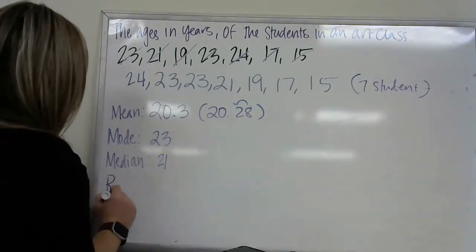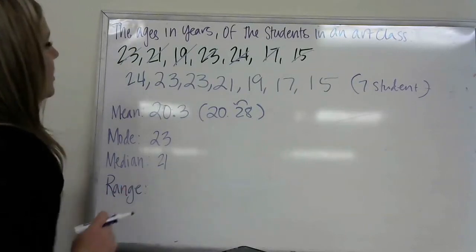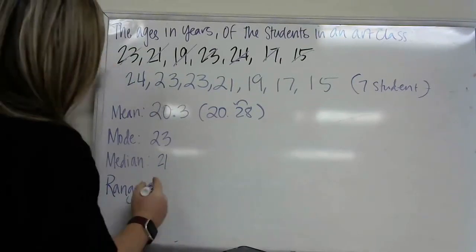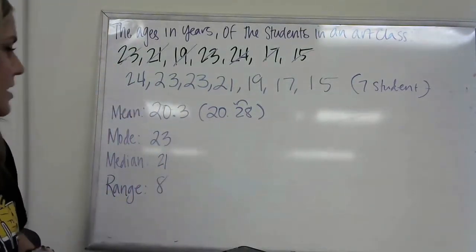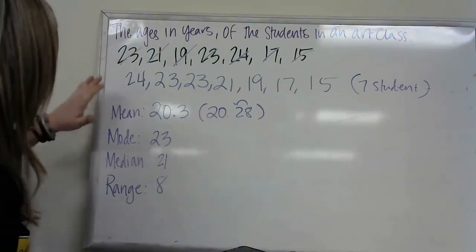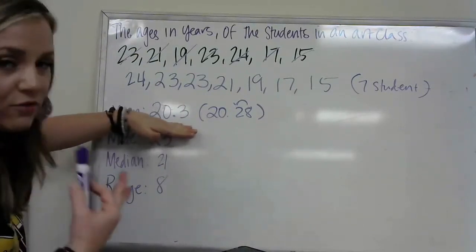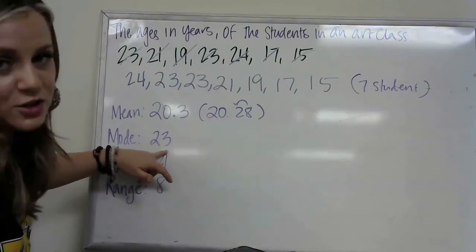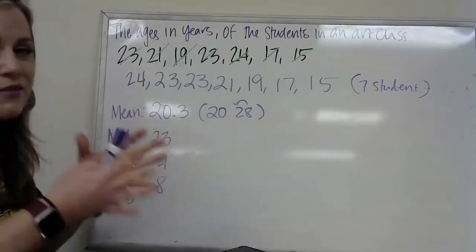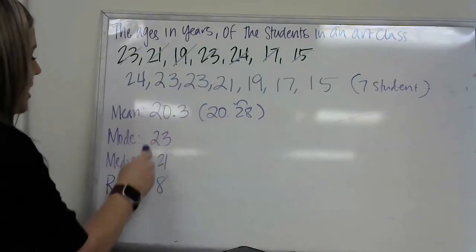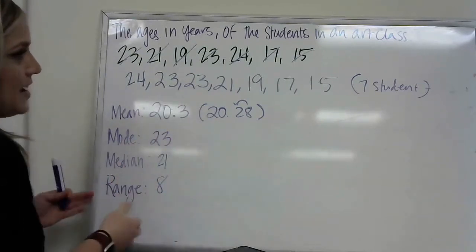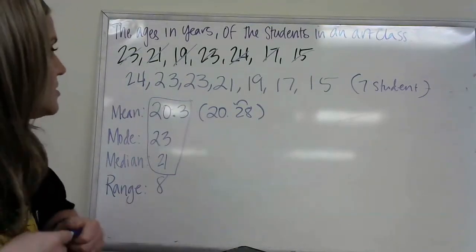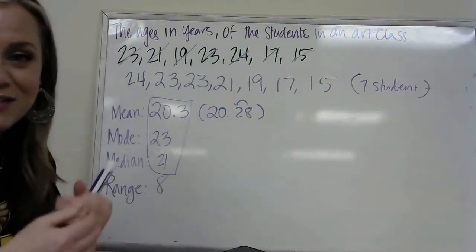Okay, the range is when we take the largest number, 23, and the smallest number, 15, which I can do in my head, but it is 8. Okay. All right, so here is the mean, the average age of students in this college art class is 20.3. The most occurring age is 23. The median, the middle number is 21. Do you see how these numbers are kind of close together? And then the range of years is 8 years. But look how these numbers, they're kind of close. I mean, they're not that far off. So if you have any questions, raise your hand.